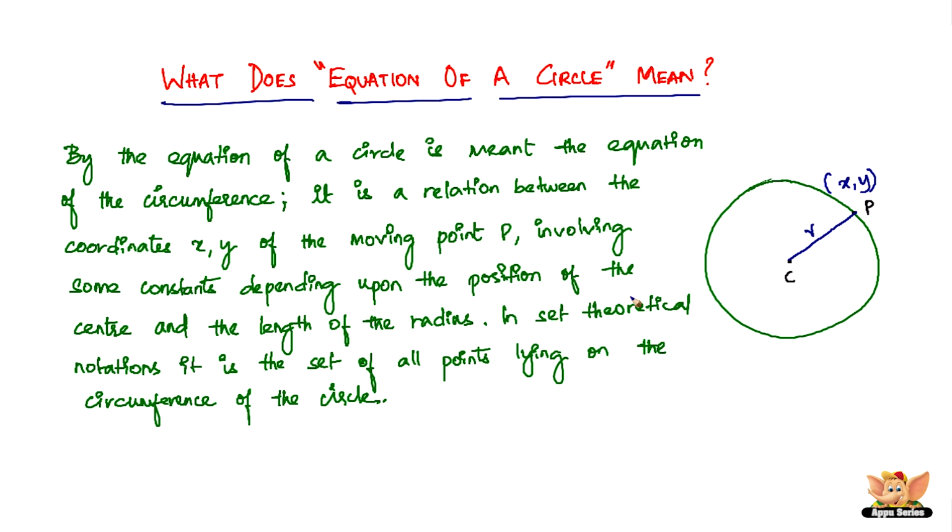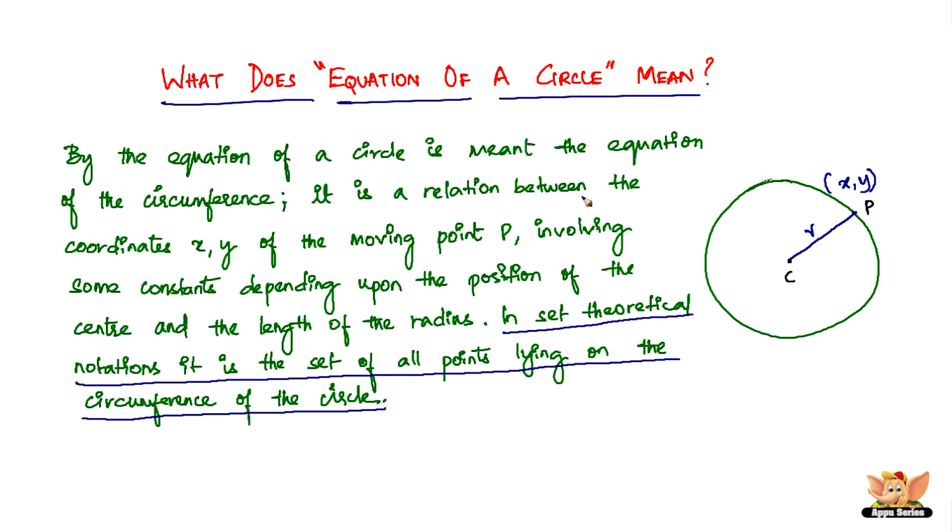But this is the most important thing, I'd say, what you would actually want to take away from this video: in set theoretical notation, it is the set of all the points lying on the circumference of the circle. The equation of a circle is the set of all the points lying on the circumference of a circle. So when you've got an equation of the circle and you substitute the coordinates of any point on this circumference, it should satisfy the equation. That is what the equation of a circle means.